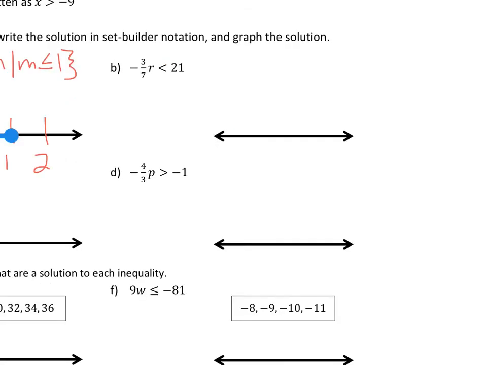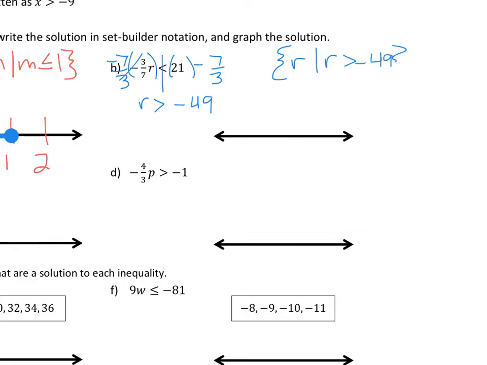Letter B. Negative 3 over 7r is less than 21. When we have a fraction, we need to multiply by its reciprocal. Its reciprocal is negative 7/3. So those cancel. I have r, and 21 times negative 7/3 winds up being negative 49. And again, I need to flip the symbol, so it becomes r is greater than negative 49. So the set of all r such that r is greater than negative 49.